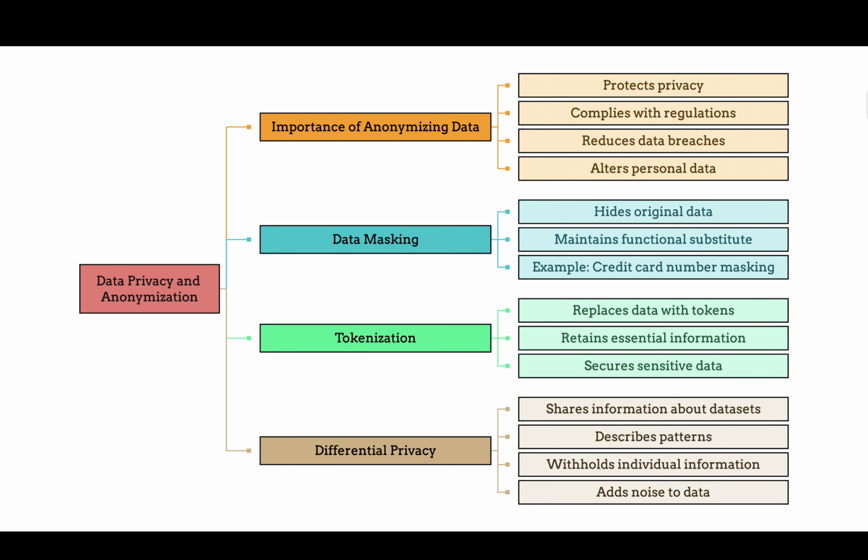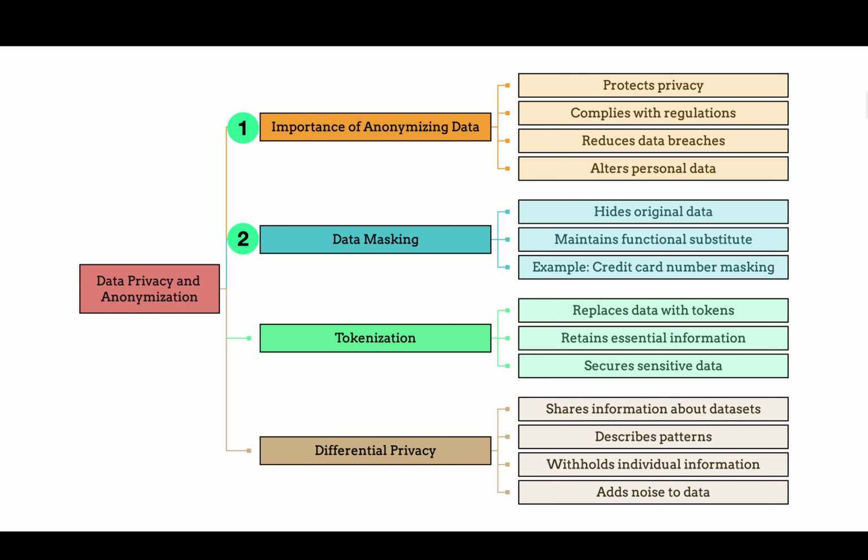Data privacy and anonymization. 1. Importance of anonymizing data. Anonymizing data protects individual privacy, complies with data protection regulations like GDPR, and reduces the risk of data breaches. It involves altering personal data so that individuals cannot be easily identified, thus preserving privacy while maintaining data utility.